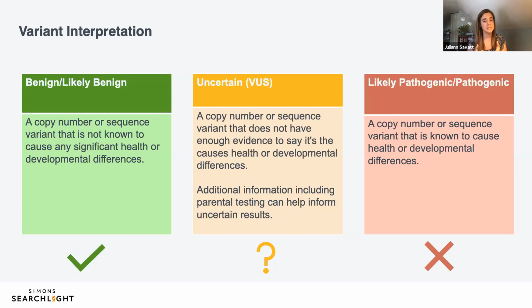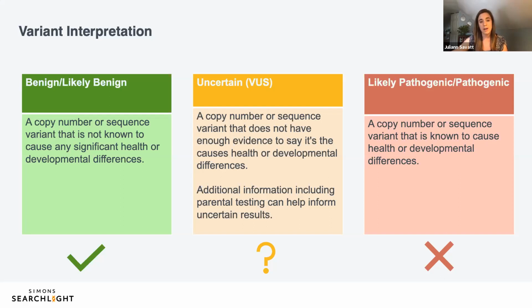If we don't know enough to say one way or another, we say that's a variant of uncertain significance, or a VUS. This means, again, that there's not enough information for us to say if the variant is tied to health or development and that more information is needed. Our hope is that over time, we'll be able to better understand that uncertain result and to put it into a more concrete category, but sometimes that just takes time. We need to learn more.